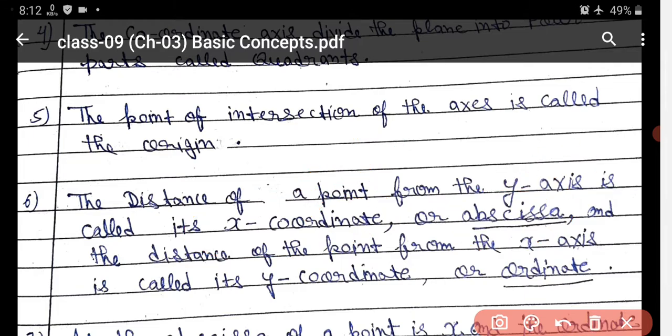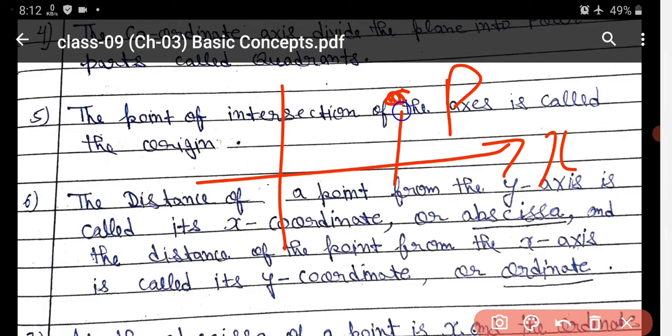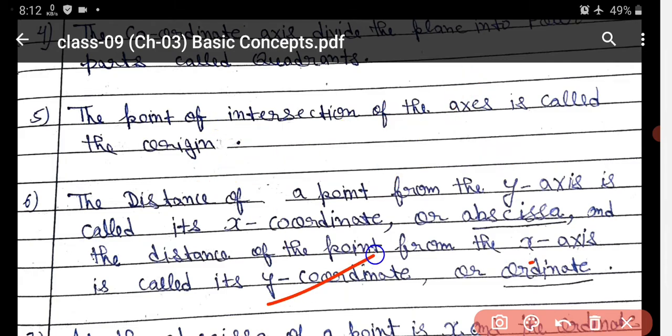And the distance of the point from the x axis. If you measure the distance of the point here from the x axis, you have to measure that gap. So the distance from the x axis, you have to count that value. This is known as the y coordinate, or you can say only ordinate. This is a nickname. So what is the information you have to get here?